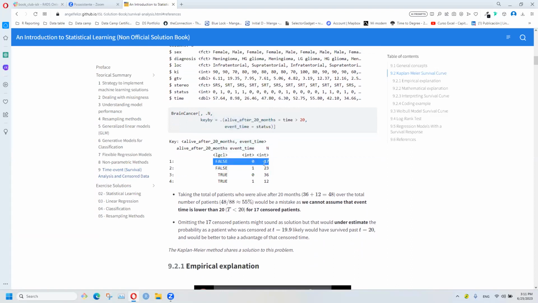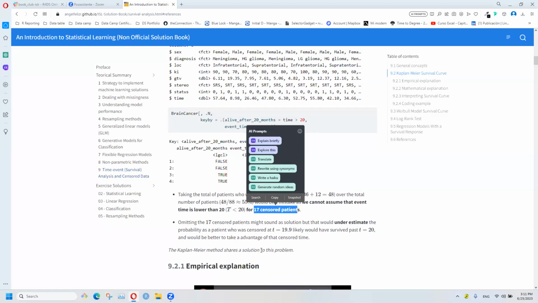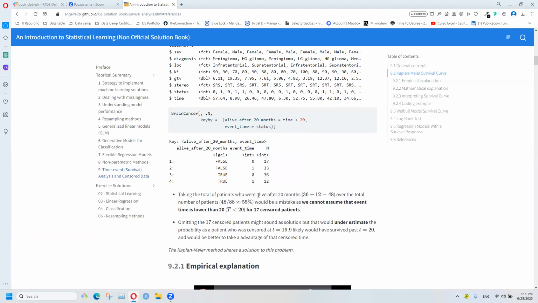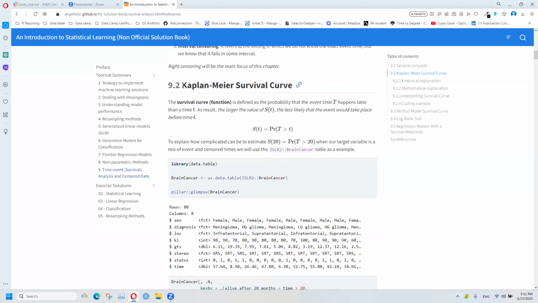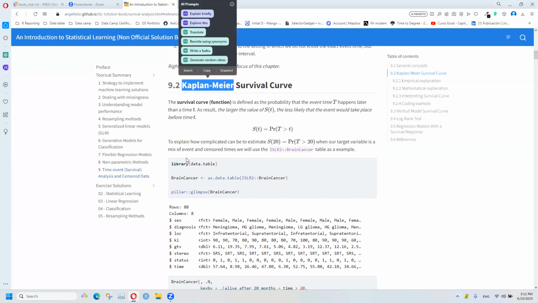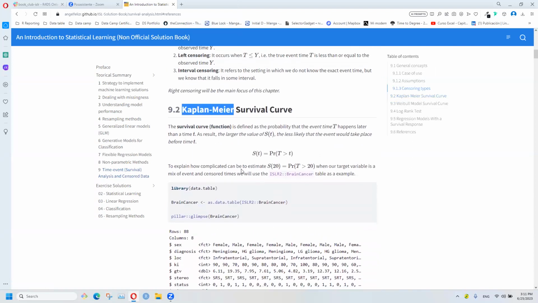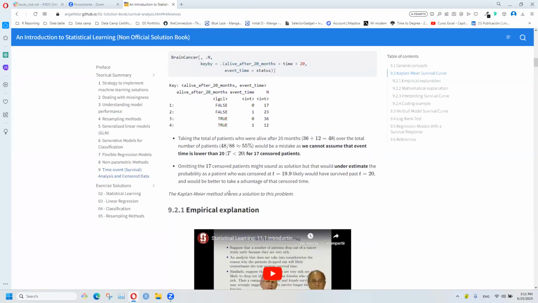Another solution could be to not use those 17. So instead of using 88 in the denominator, we could just subtract that amount. But we would then underestimate our probability. So that's not the real solution. So both authors, Kaplan and Meier, use conditional probabilities to calculate that probability.